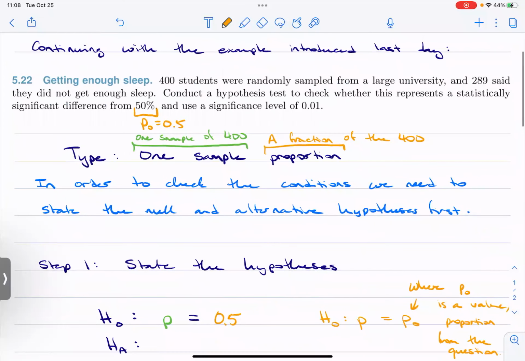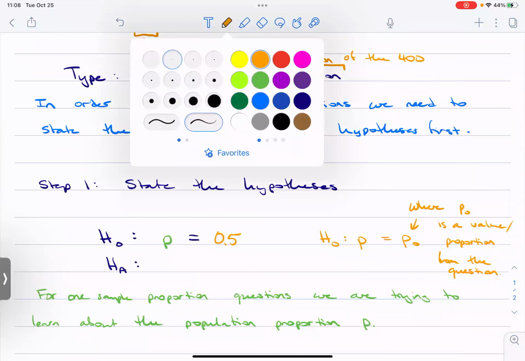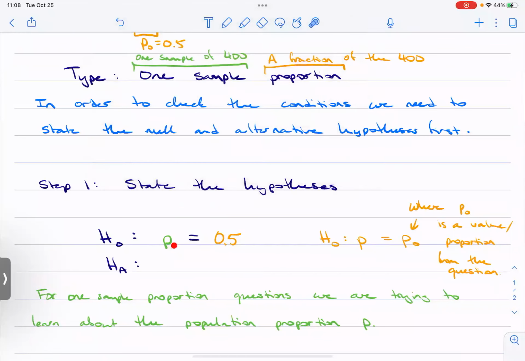Now, our alternative hypothesis has to be about the same thing, right? If your null hypothesis is how P compares to 0.5, then your alternative has to be how P compares to 0.5. The only thing that's changing here is the sign or the inequality. Otherwise, once you've decided that it's P here, then it has to be a P here. And if it's 0.5 here, it has to be 0.5 here.